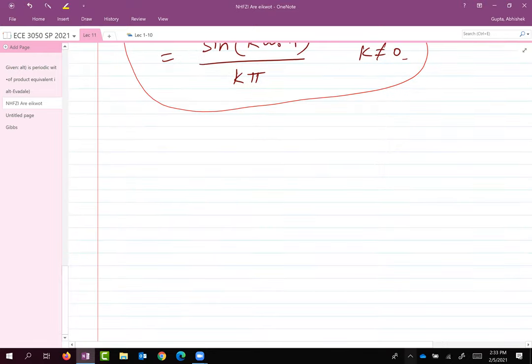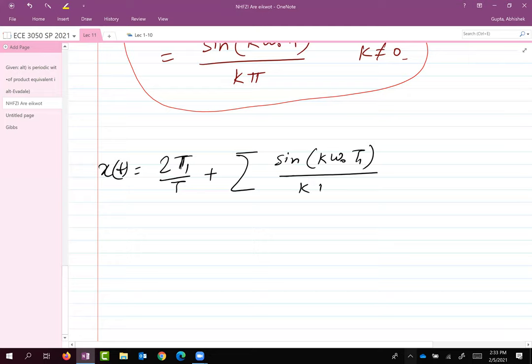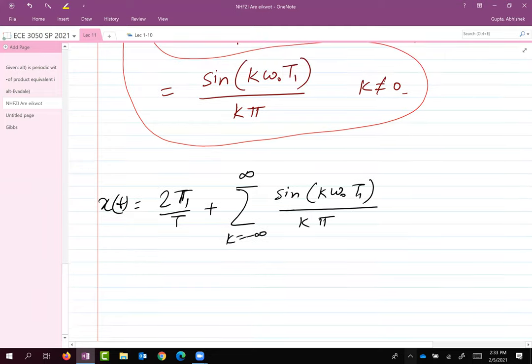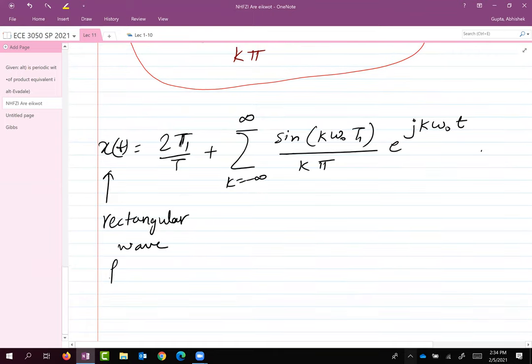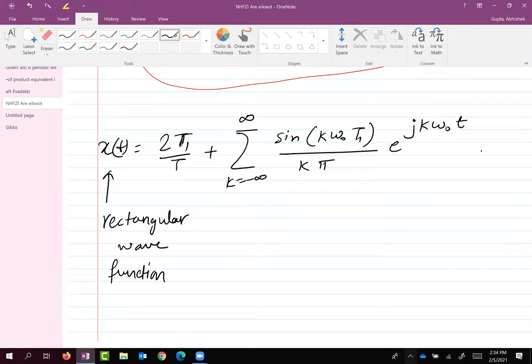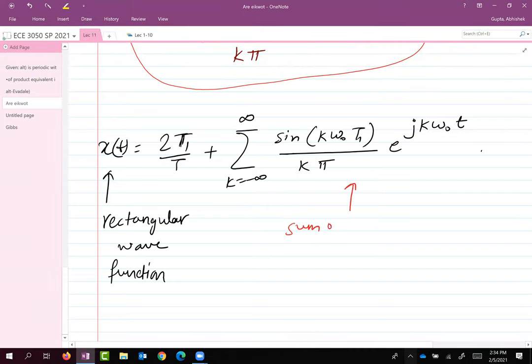I didn't do anything sophisticated here. But what I found after computing the Fourier series coefficients is that I can write x of t as 2T1 over capital T, which is the A naught, plus the summation of sine k omega naught T1 over k pi, k goes from minus infinity to plus infinity, e raised to j k omega naught t. Okay, so this is a rectangular wave, and this is a sum of complex exponentials, or harmonically related complex exponentials.